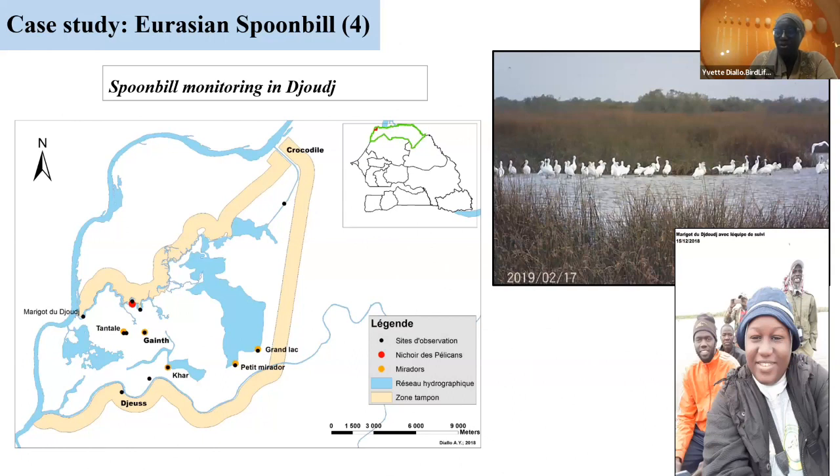At Djoudj park, the counts are carried out in seven sectors of the park, and the teams start work at the same time, for example 8 a.m., to avoid double counting. Depending on the sector, the counts are carried out on foot or by boat. At the end of the count, the data is centralized in a single database so that it can be added together to obtain the result for each sector.